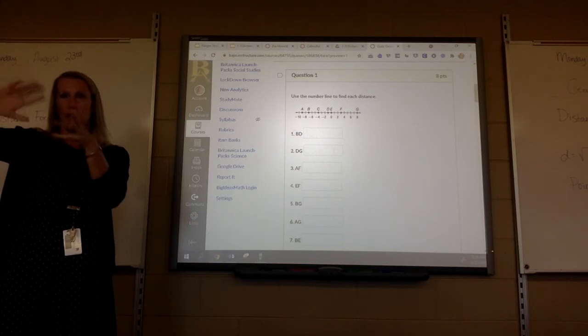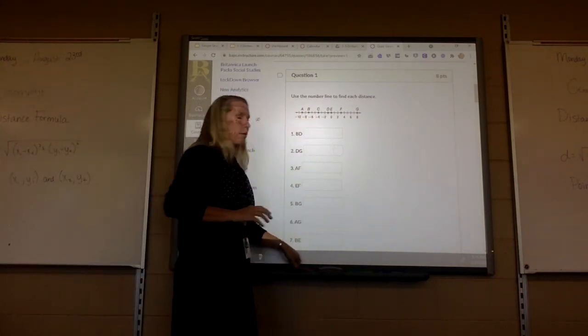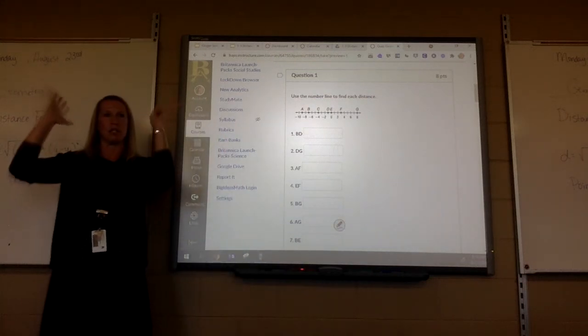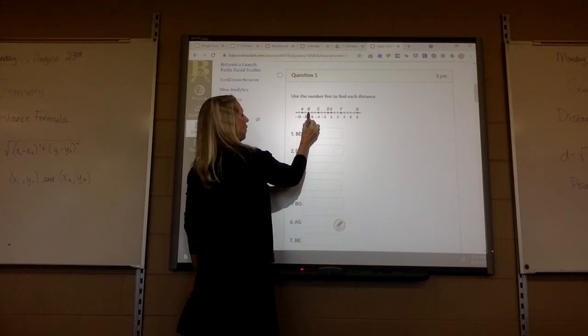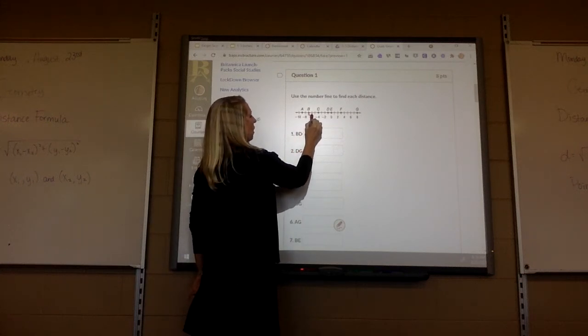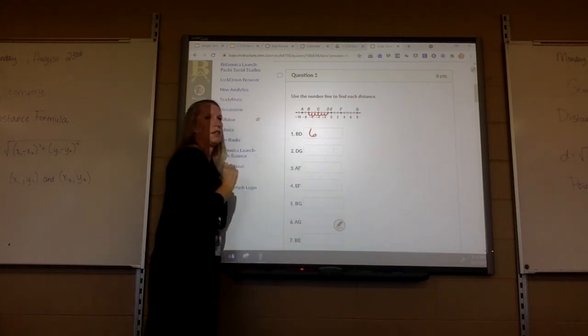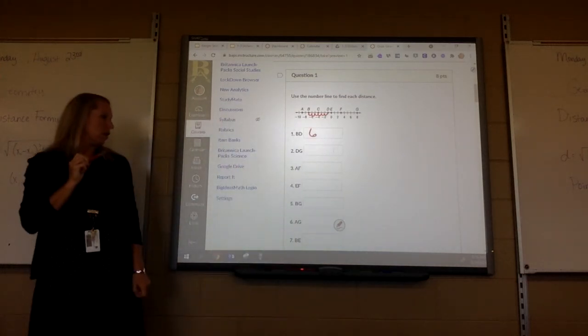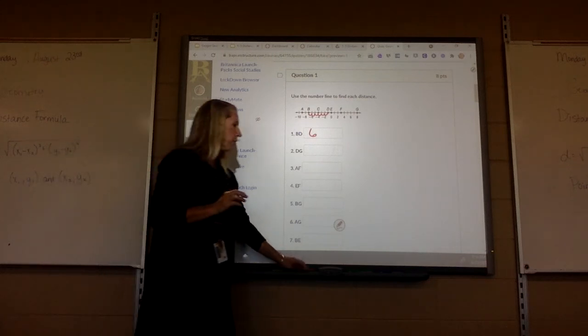Okay, so number 1, you're just finding the length only on a number line. You don't have to do the crazy distance formula. So like if I want the length from B to D, remember you can subtract the numbers and take the absolute value, or you could just count the length. So from B to D, I'd go over 1, 2, 3, 4, 5, 6. So can you do number 1? Okay, so just count the length.